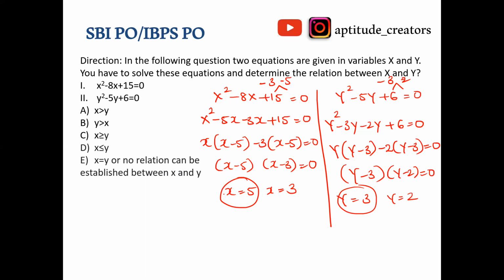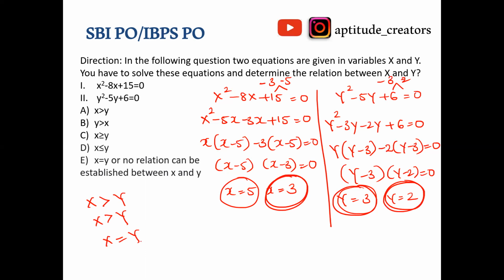If I compare these two values, you will get x is greater than y. Yes, 5 is greater than 3. Correct. Now similarly, if I compare x is equal to 5 and y is equal to 2, definitely we can say x is greater than y. 5 is greater than 2. Similarly, what about this? X is equal to 3 and y is equal to 3, x is equal to y. Now what about this? X is equal to 3 and y is equal to 2. X is greater than y.